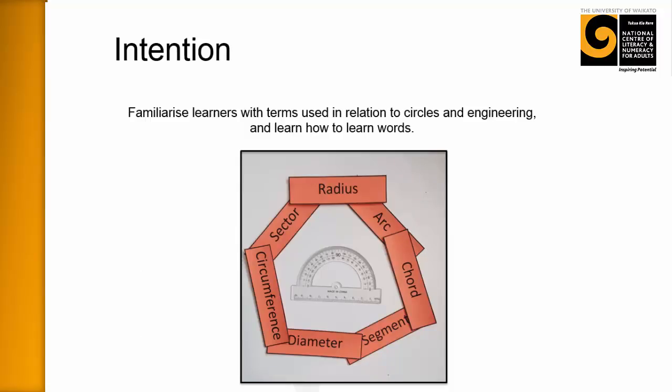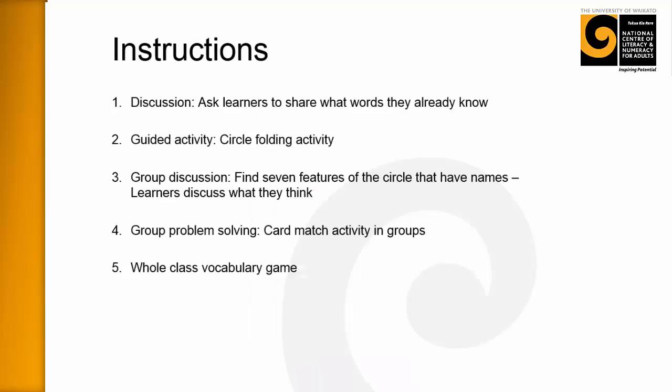The intention of this resource is to familiarize learners with the terms used in relation to circles in engineering and learn how to learn words. The instructions are simple. We're just going to go through our process. It's going to begin with a discussion, asking learners to share what words they already know. And then we're going to go through a guided activity where learners will fold a piece of paper and they'll use that piece of paper as a personal resource for themselves. Then there's going to be a group discussion where learners discuss with each other what they already know. A group problem-solving activity in which learners will card match various words, and finally a vocabulary game.